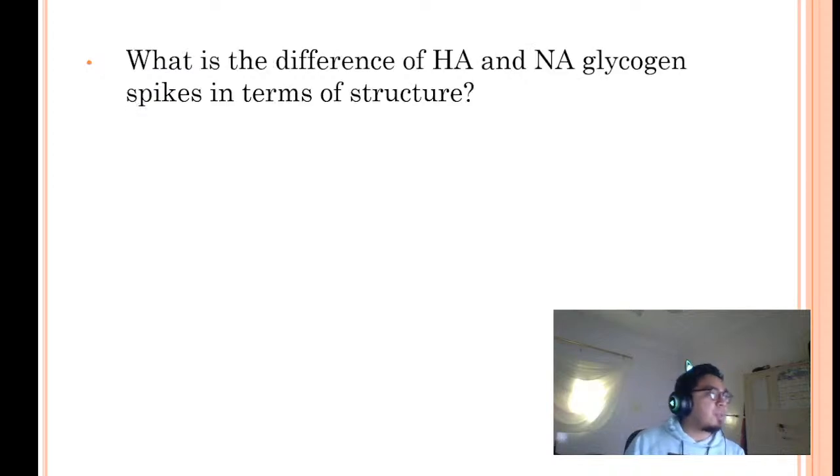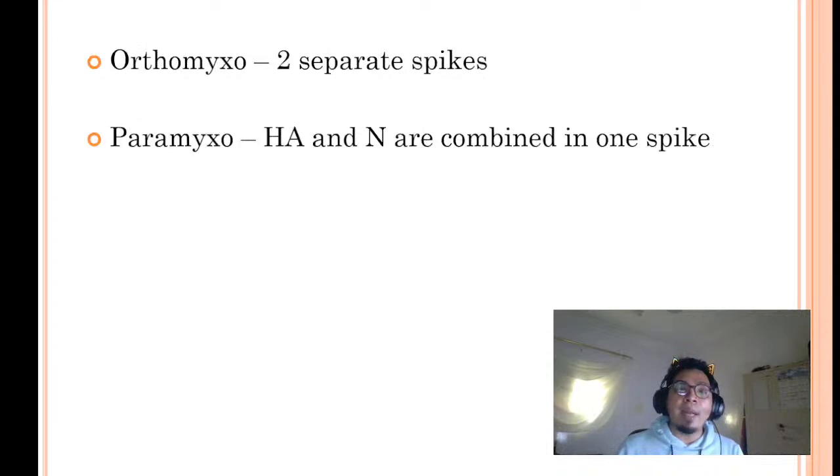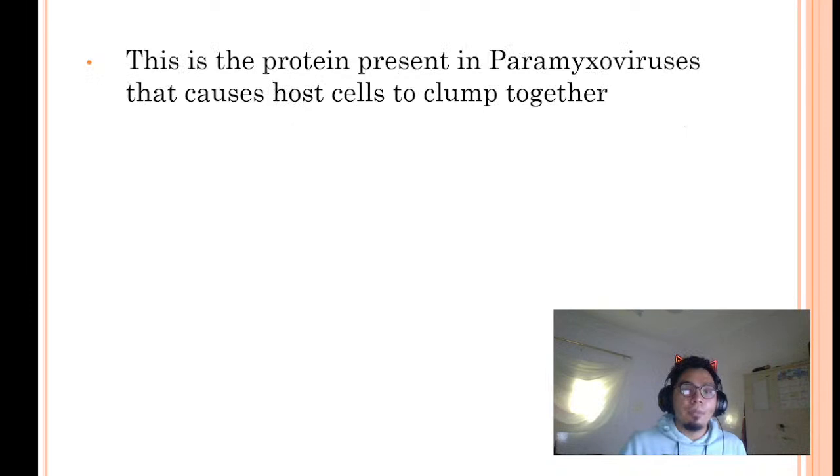What's the difference between the hemagglutinin and the neuraminidase glycoprotein spikes in paramyxo and orthomyxo? Orthomyxo has 2 separate spikes, while for paramyxo, they are combined in one spike. Hence the term paramyxo. Orthomyxo, segmented, and then there's 2 different spikes. Paramyxo, they're all combined in one glycoprotein spike. Hence, it's para. Para means all over.